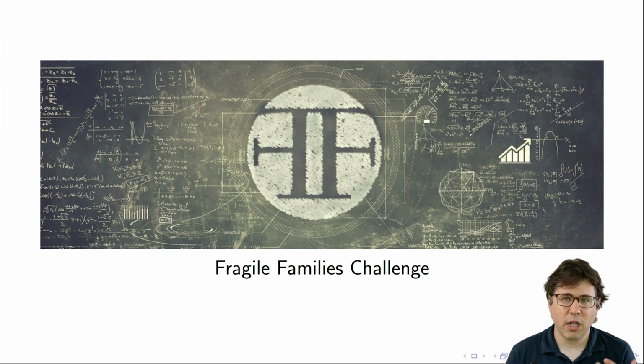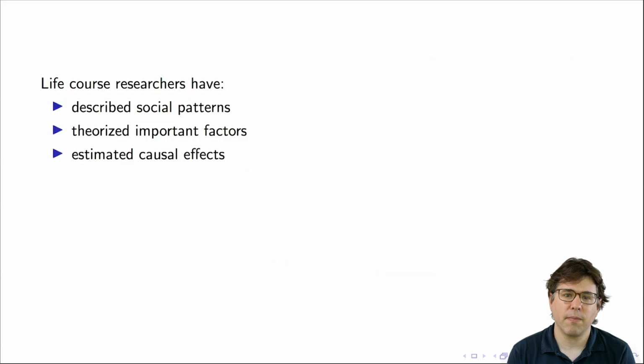And the Fragile Families Challenge was really focused on one question: how predictable are life trajectories? That is, given some information about someone's life, how well can we predict what will happen to them in the future? So this builds on an enormous amount of research by people who have studied the life course, and that research has done things like described social patterns, theorized important factors, and estimated causal effects. But generally, it doesn't ask this question about predictability.